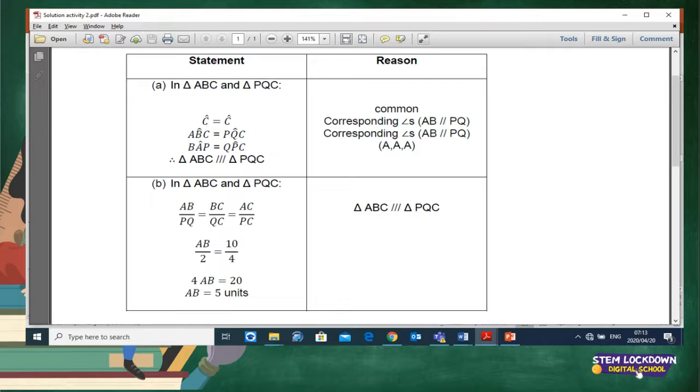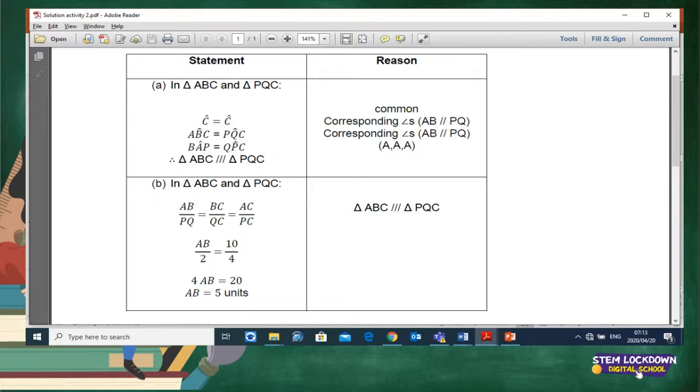Before we go on to find the value of AB, you can just see what we have spoken about in terms of proving similarity. You can see that in triangles ABC and PQC, angle C is common. The angle C is equal to angle C because the two angles are common. And angle ABC is equal to angle PQC. Those are corresponding angles because the line AB is parallel to the line PQ.